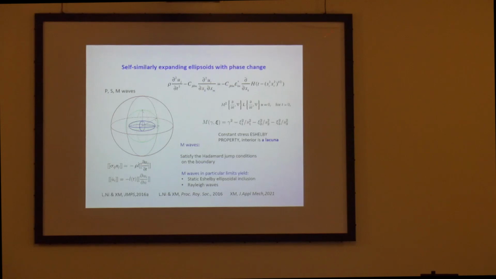Now, the self-similarly expanding ellipsoid will be, as we said, the eigenstrains will be a body force, and that body force is inside, this is the step function, and the S's are the slowness, 1 over the axis speeds of an ellipsoid. So with zero initial and radiation conditions, we have solved this equation by different methods.